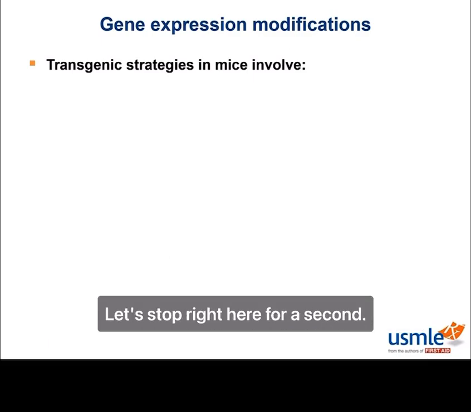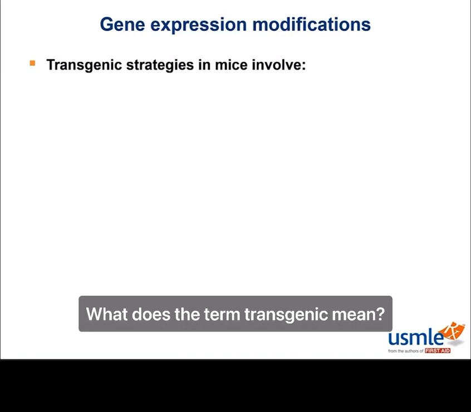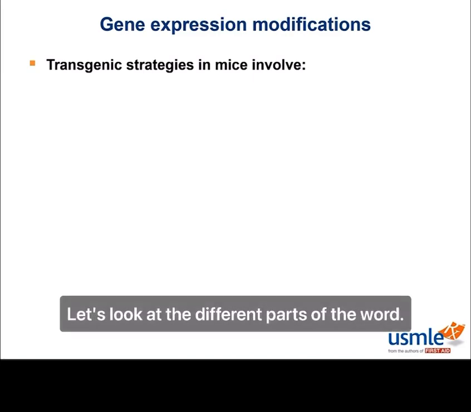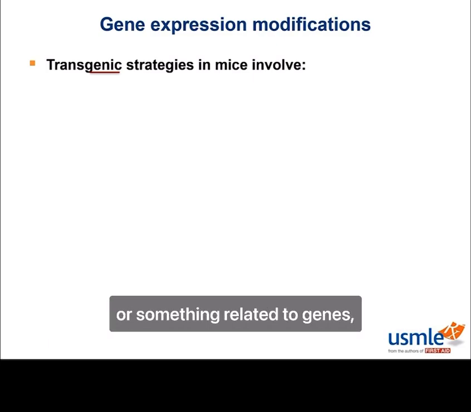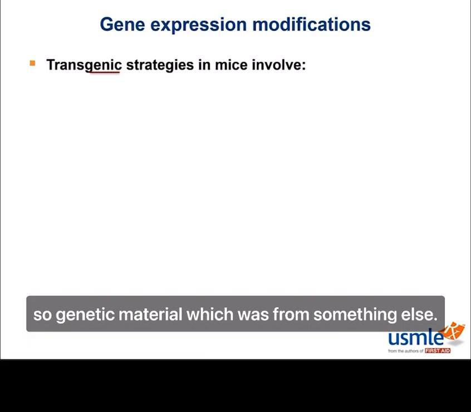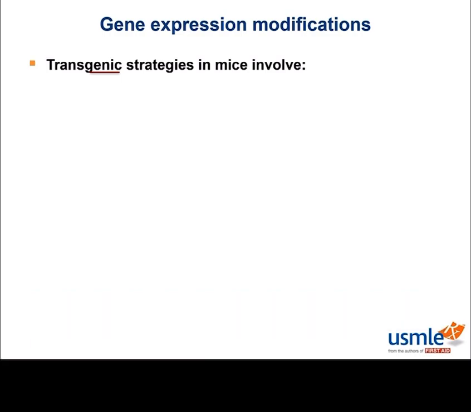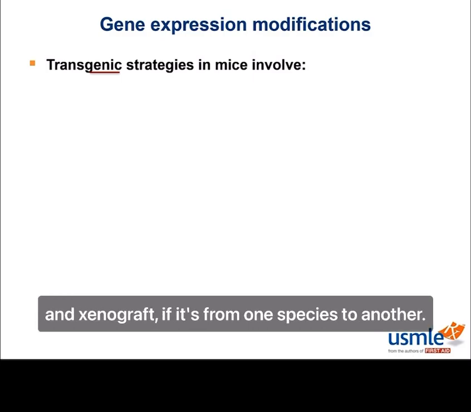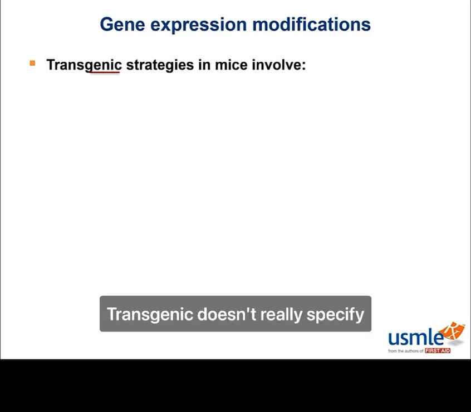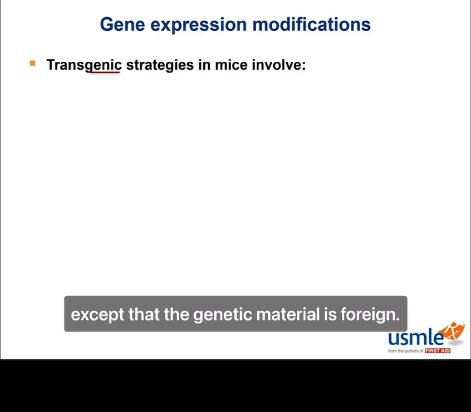Let's stop right here for a second. What does the term transgenic mean? Let's look at the different parts of the word. It means that this transgenic mouse has genic, or something related to genes, so genetic material, which was from something else. Remember those words for transplants: autograft from the same individual, allograft if it's from the same species, and xenograft if it's from one species to another. Transgenic doesn't really specify, except that the genetic material is foreign.